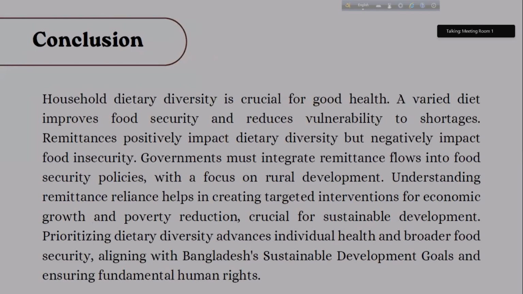To conclude, from this study we found that remittance has a significant impact on both household dietary diversity as well as food security. Since a varied diet is very important for nutritional well-being, this study tried to find out how remittance can be used as a mechanism to improve household dietary diversity and food security in Bangladesh. Since remittance is an important player in our economy, this is my finding. Thank you.